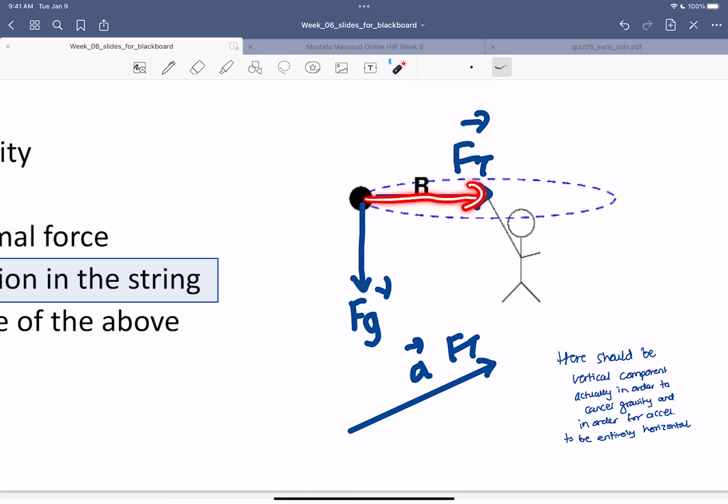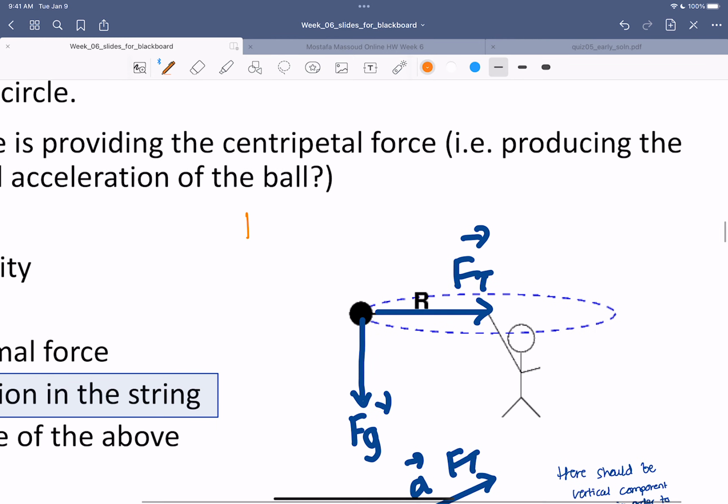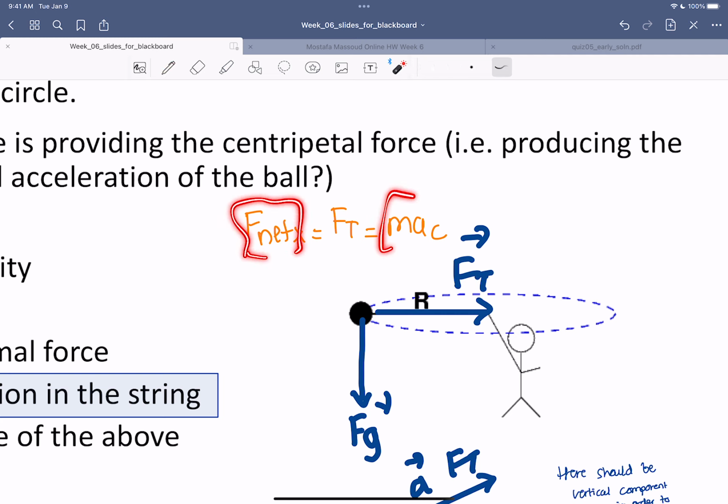Really, it's just Ft, because if we look at, for example, F net x and F net y, well, F net x is equal to Ft only, right? There's nothing else in the x direction per se. So that's also going to be equal to our centripetal force. So the net force here is centripetal, because Ft is providing or helping to provide a circular path.